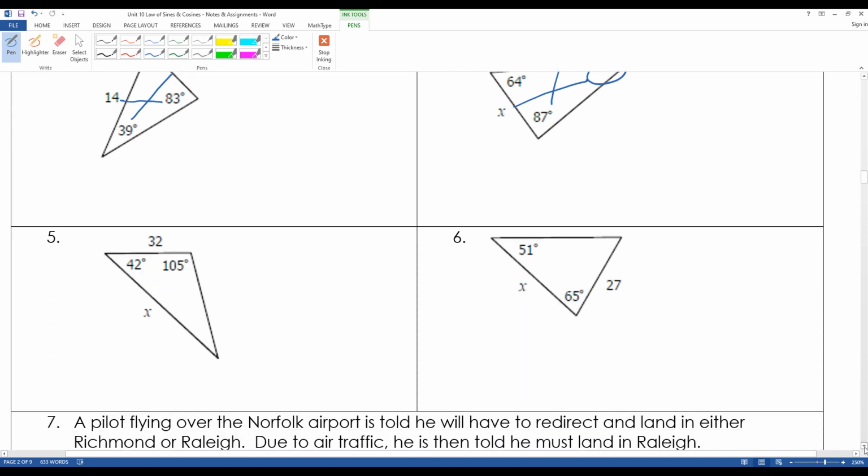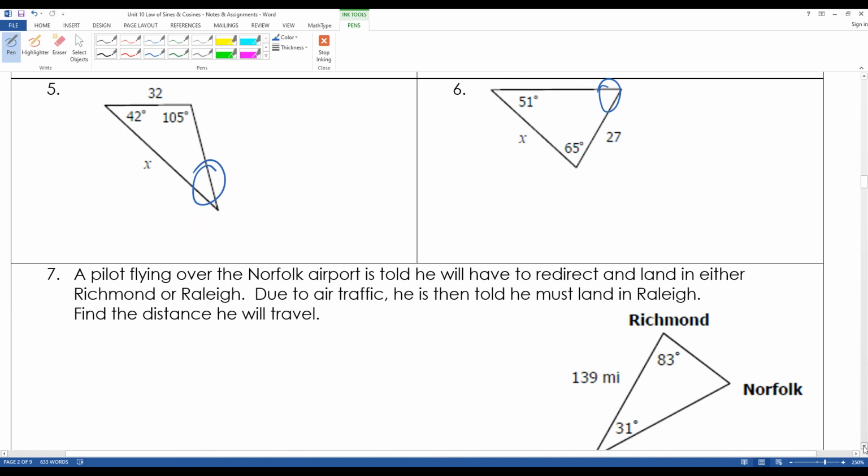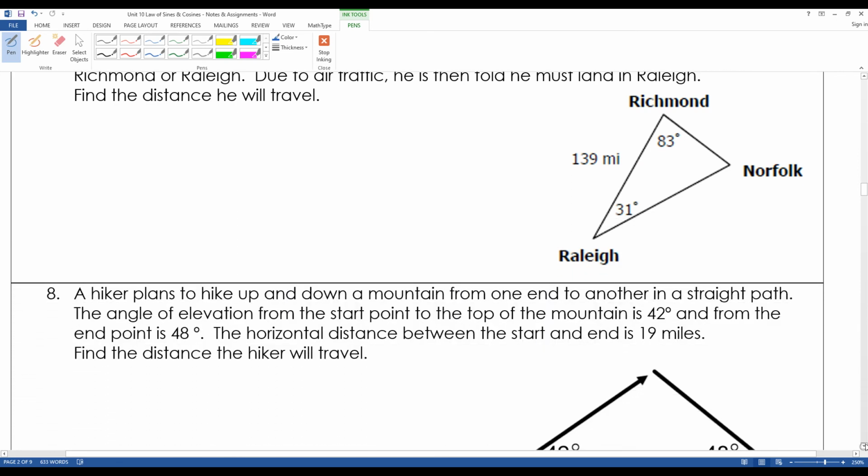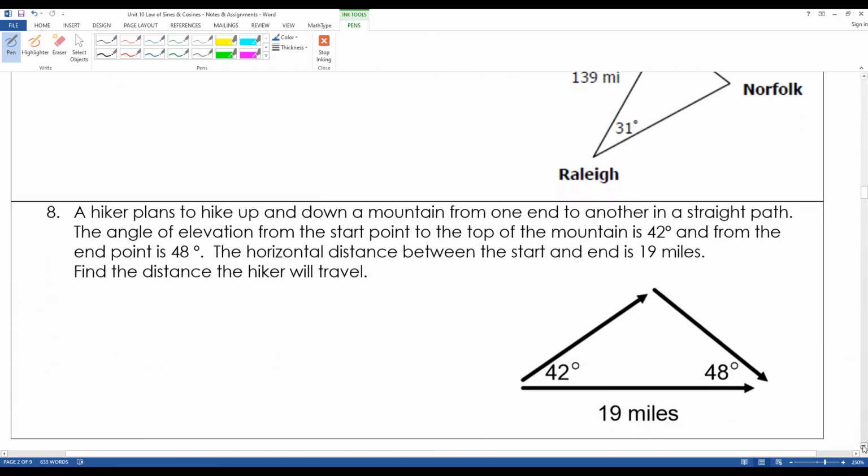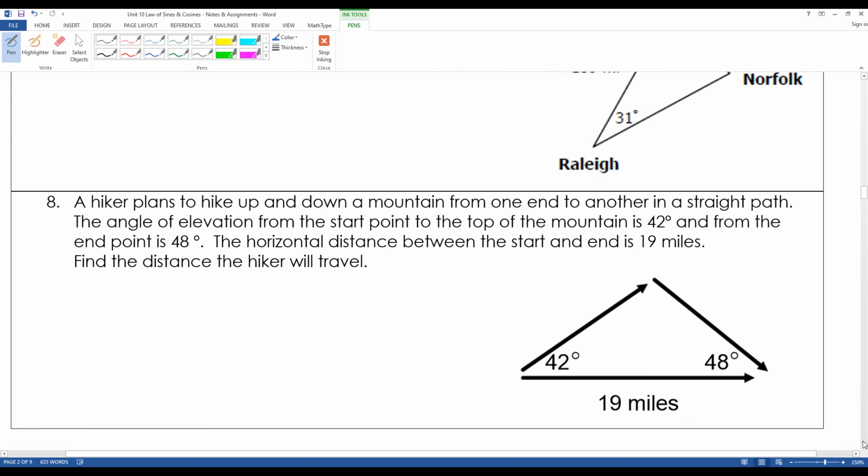Probably need to find the angle on 5 and on 6. Yeah, probably need to find the angle. Okay, and then 7 and 8, those set up. You may have to find an angle, but they set up just like the ones we just did. So enjoy.